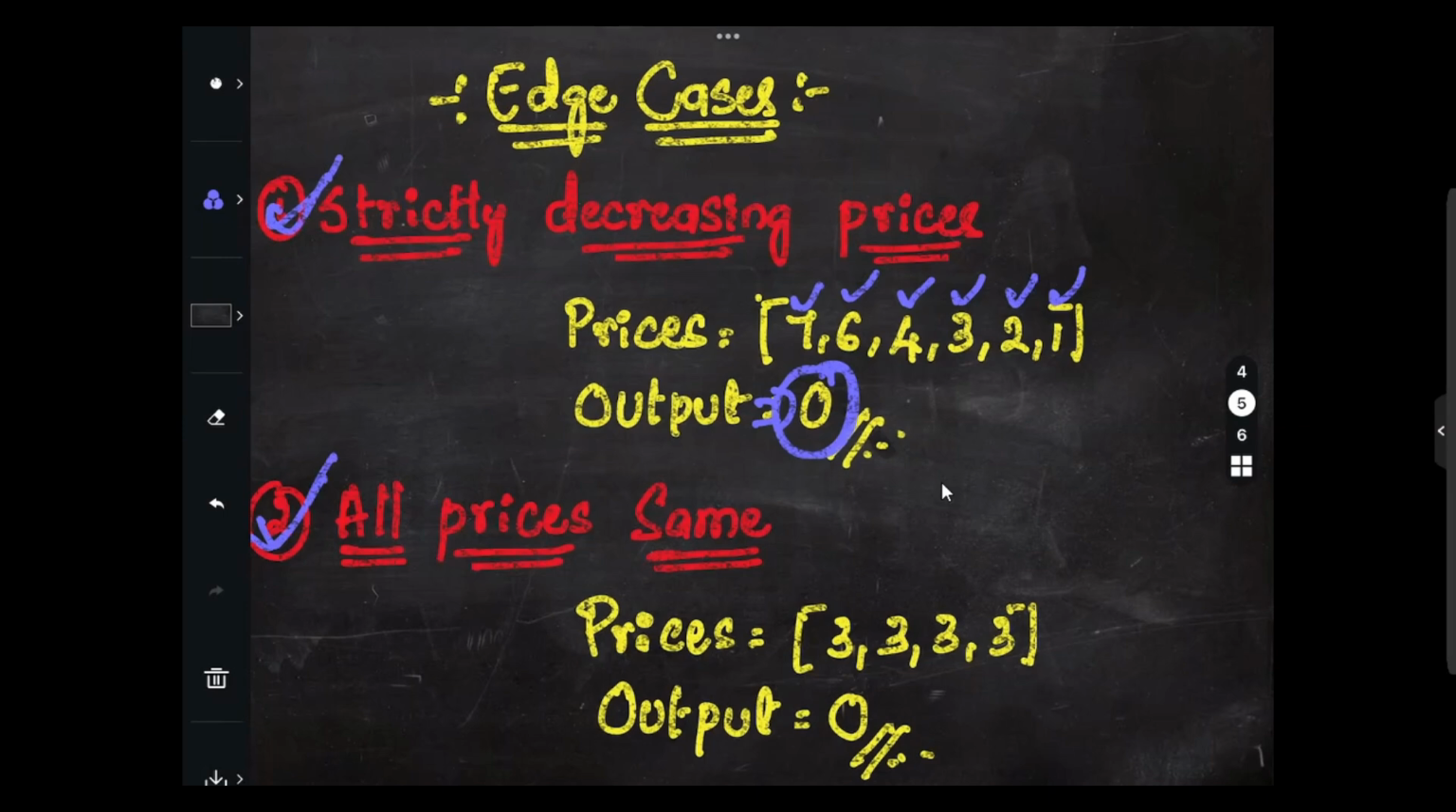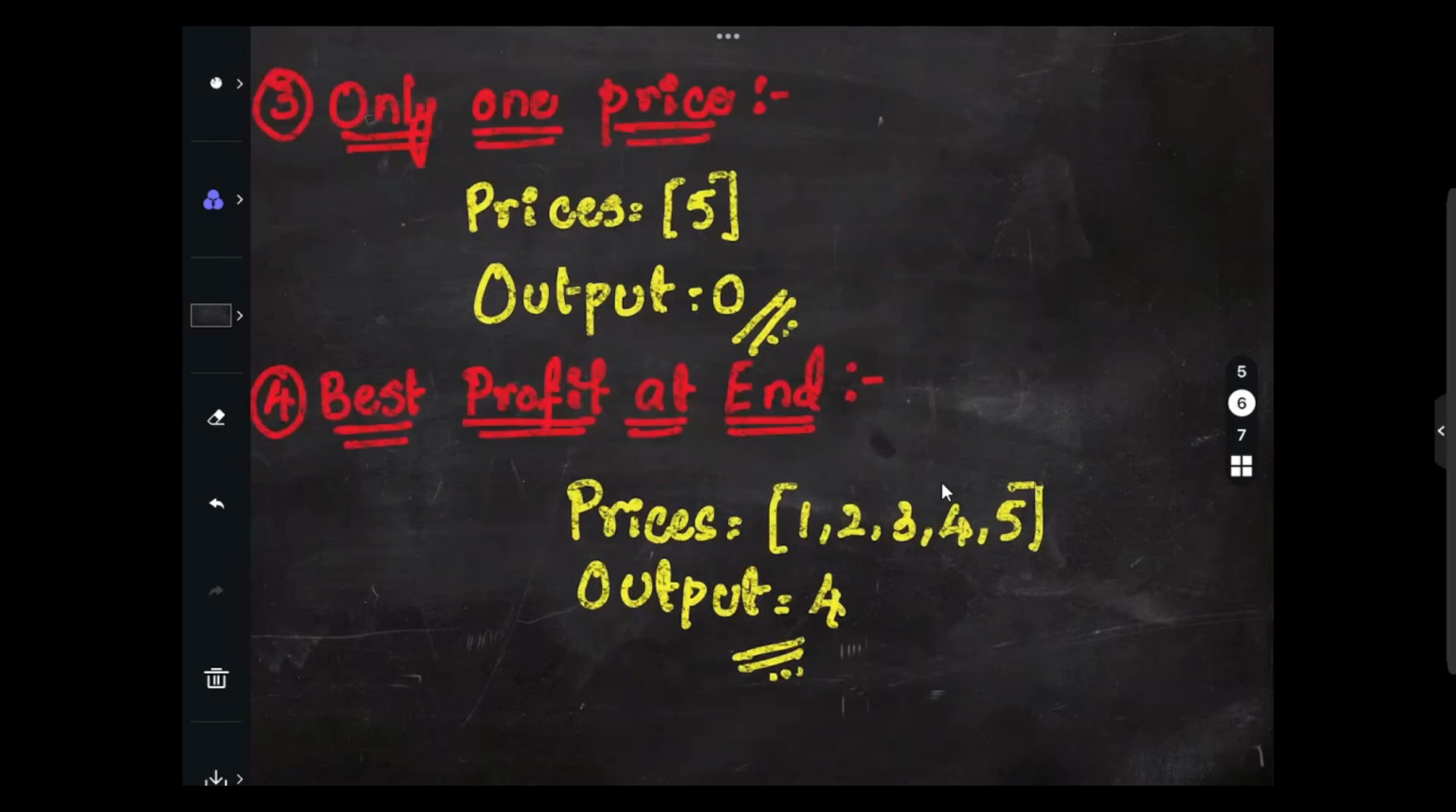So let's move on with the second edge case here. All prices same. We have all the prices the same here. So in this case also no profit is possible, because all the prices are the same, right? So the output we need to return in this case is 0 as well.